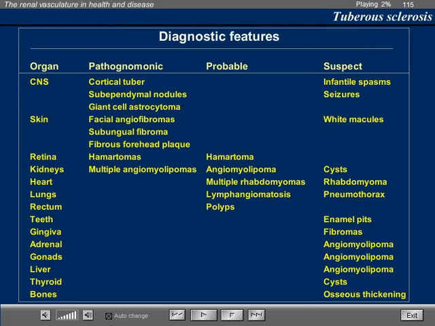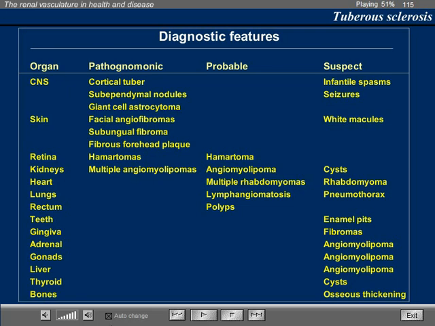The diagnostic features of tuberous sclerosis will be briefly discussed. The central nervous system is involved with cortical tubers, subependymal nodules. Giant cell astrocytoma may also be observed, and radiographically some of these tubers calcify and appear as periventricular calcification, with the differential diagnosis of cytomegalic inclusion disease as well as toxoplasmosis. That would enter in the differential diagnosis.